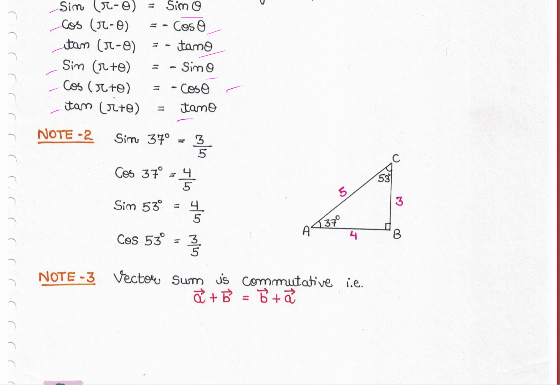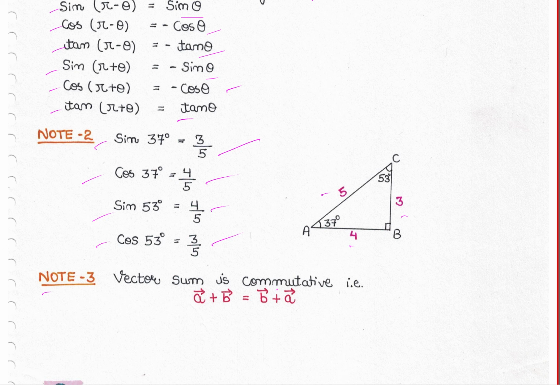Note, here if AB is equal to 4, BC is equal to 3, and AC is equal to 5, and AC is making an angle 37 degree with AB. So we can write sin 37 degree is equal to 3 by 5, cos 37 degree is equal to 4 by 5, sin 53 degree is equal to 4 by 5, cos 53 degree is equal to 3 by 5.